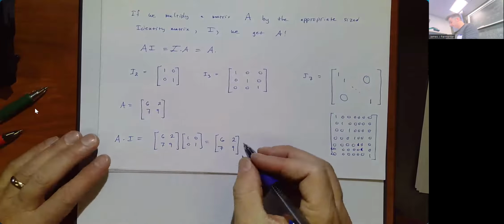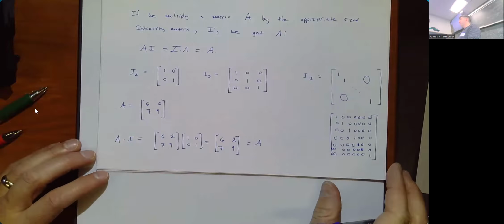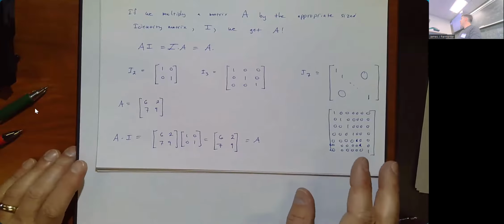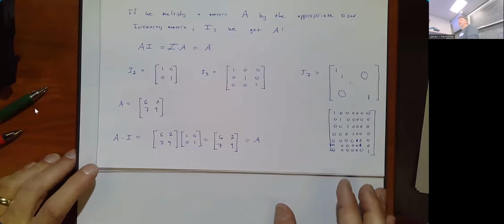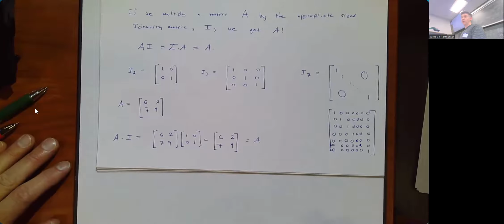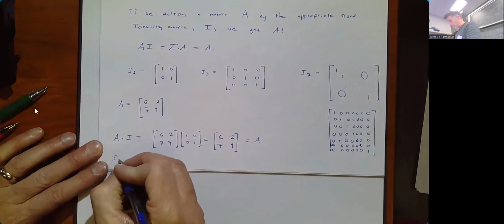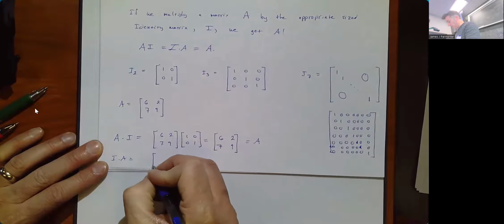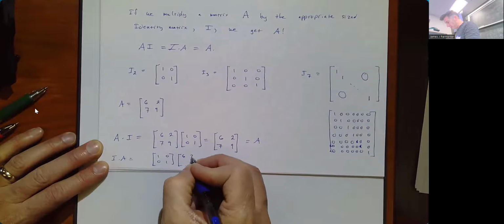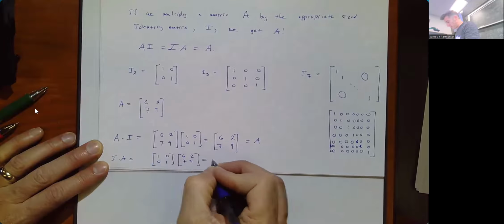Which is A. And unlike most matrix multiplication, here order actually doesn't matter. The identity matrix is a matrix that is commutative with other matrices. So if we did I times A instead, and we did 1, 0, 0, 1 times 6, 2, 7, 9, we're still going to get the same result.